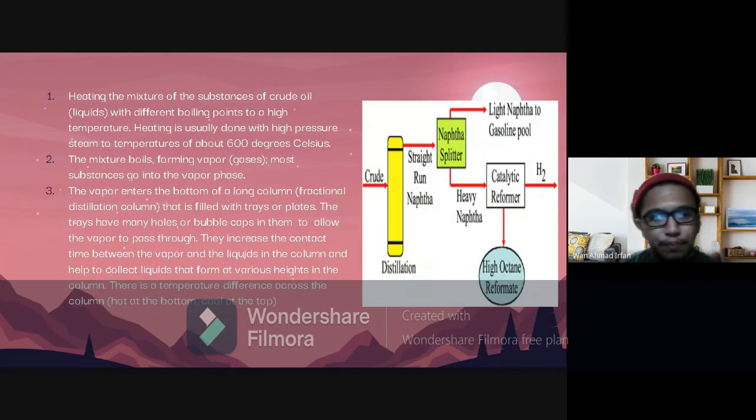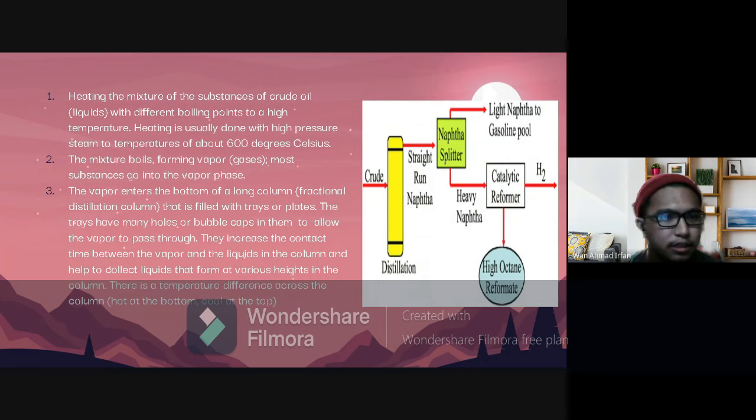Next, this is the process of naphtha. Heating the mixture of the substances of crude oil, which is liquid with different boiling points, to a high temperature. Heating is usually done with high pressure steam to a temperature of about 600 degrees Celsius. The mixture boils, forming vapor. Most substances go into the vapor phase.